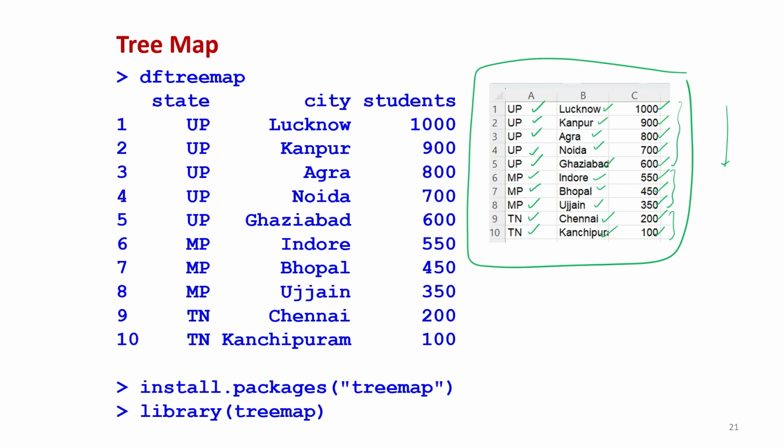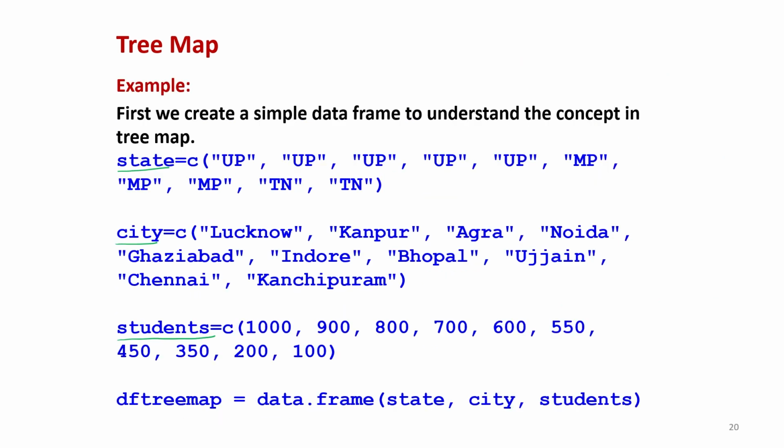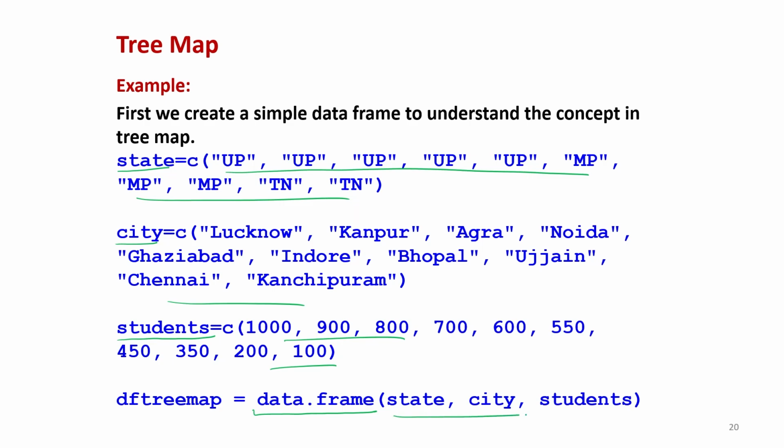So you can see here one level of variable is state, and within a state there are cities, and in every city there is some number, some frequency, some value. We want to capture this information. So we give this data in the form of three data vectors like this, and we create a data frame. The data frame is created by the command data.frame, and inside the parentheses I write state, city, students. And I save this data frame as DFTREEMAP.